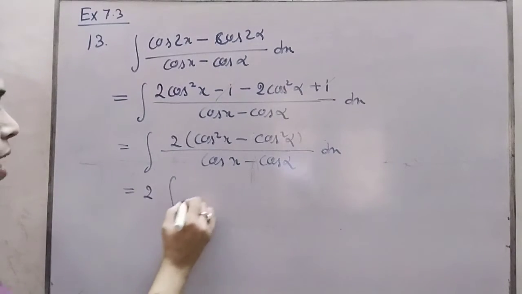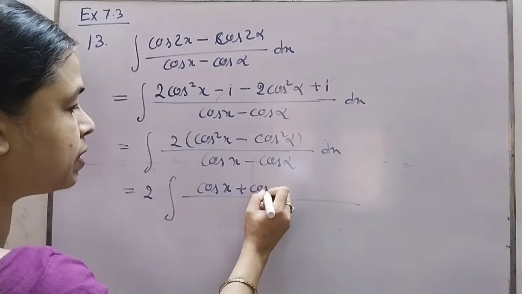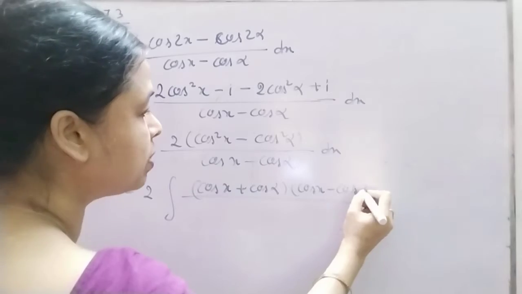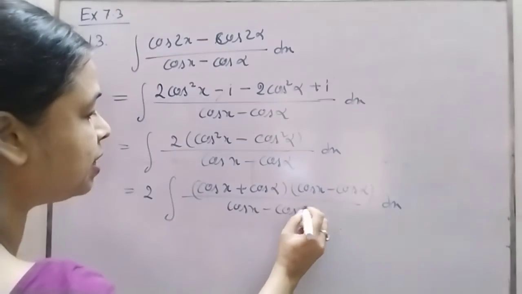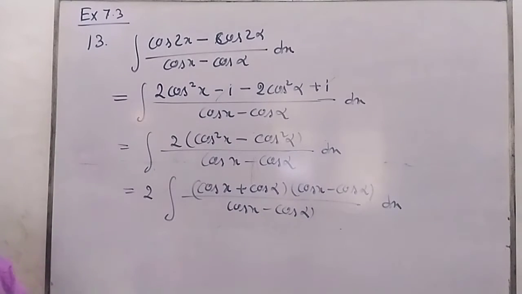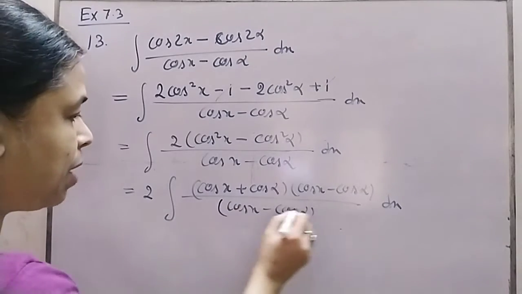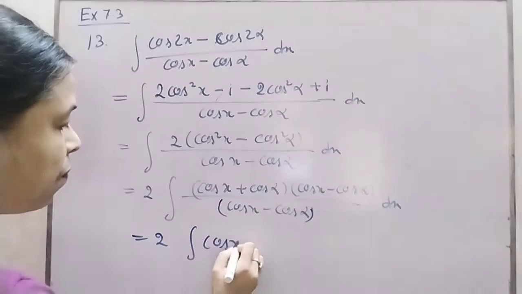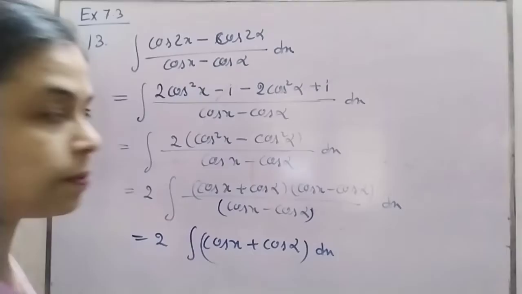2 is constant, come out. In the numerator I have written cos x plus cos alpha whole into cos x minus cos alpha whole into dx divided by cos x minus cos alpha. Then the denominator expression will be cancelled with the numerator expression. So when you cancel it, it will have 2 into cos x plus cos alpha whole into dx.